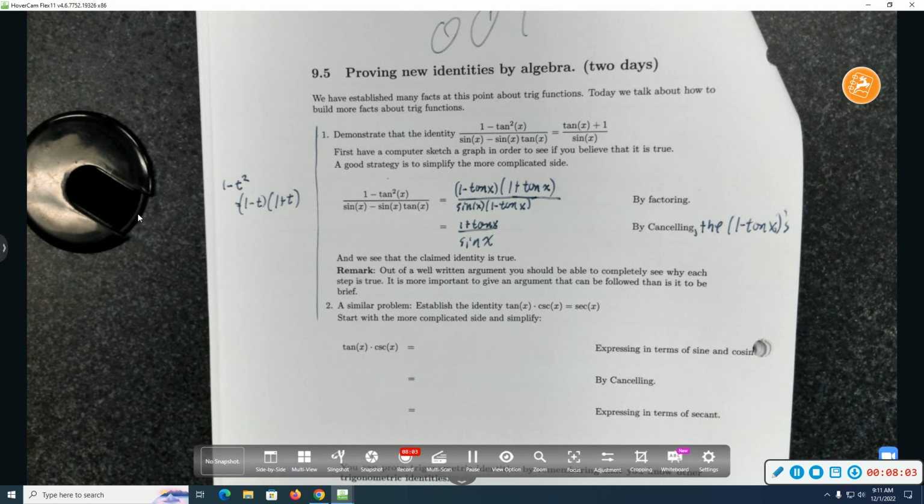So let's try to go through it. We want to work with tangent times cosecant and try to reduce it down to secant. Sometimes it's useful, if you don't see any other steps to do, to get things down to just sine and cosine, because then at least there are only two pieces on the board, only sines and only cosines. What do you get if you rewrite that in terms of sines and cosines?